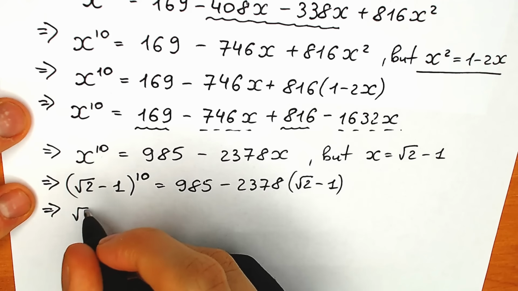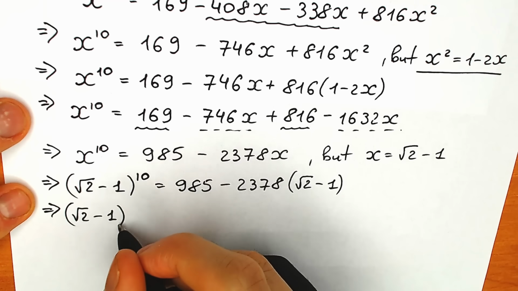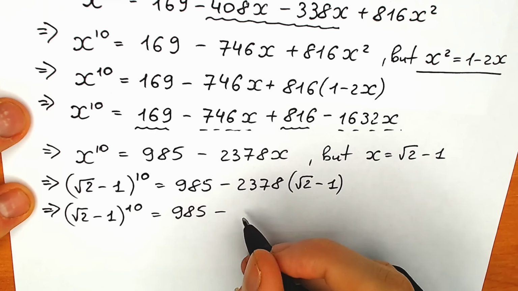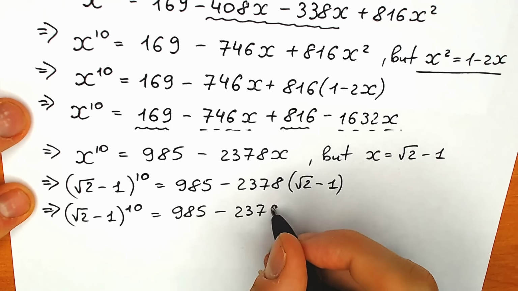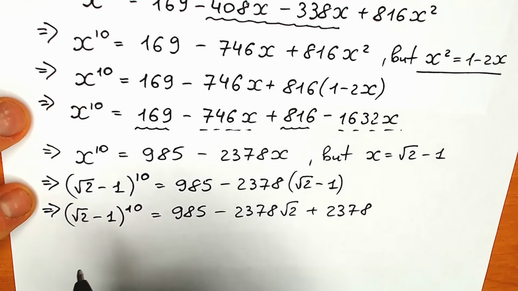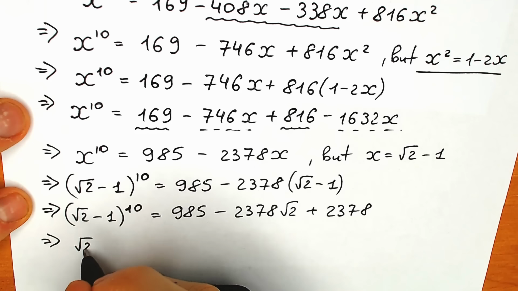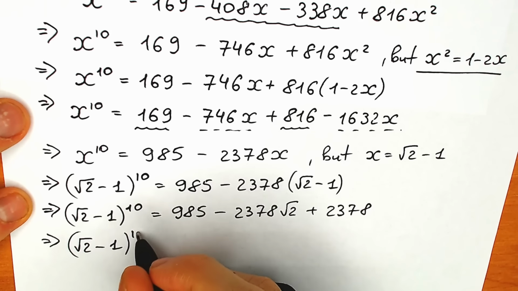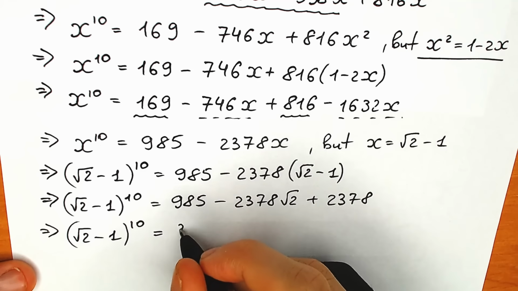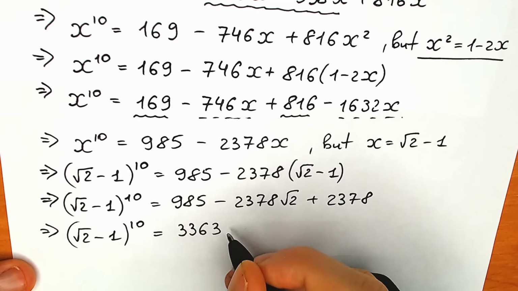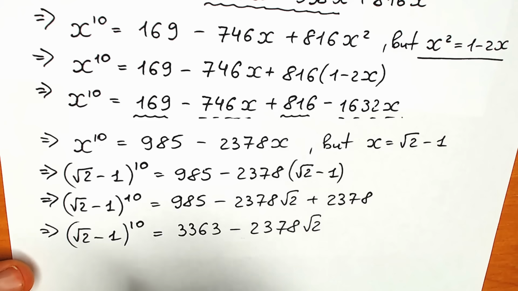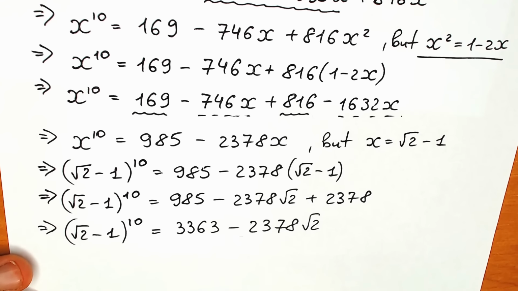So square root of 2 minus 1 to the power 10 is equal to 985 minus 2378 square root of 2 and plus 2378. So finally, our square root of 2 minus 1 to the power 10 is equal to, when we add it, 3363 minus 2378 square root of 2. So this is our square root of 2 minus 1 to the power 10.